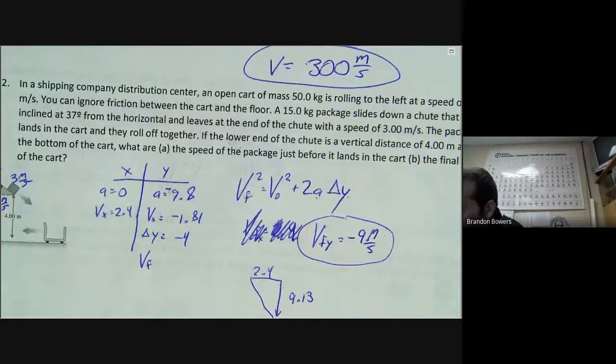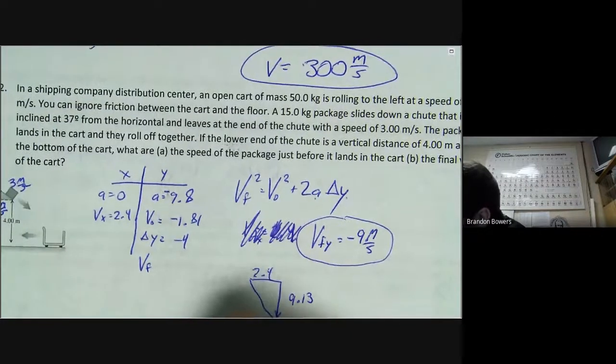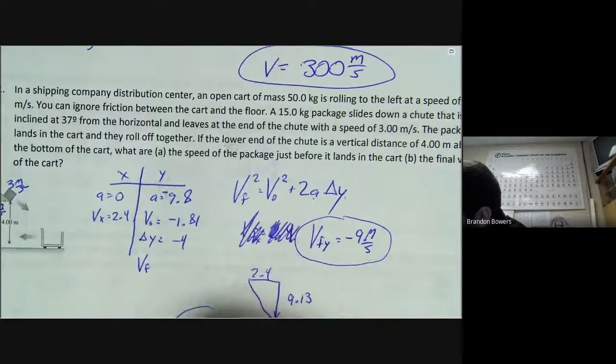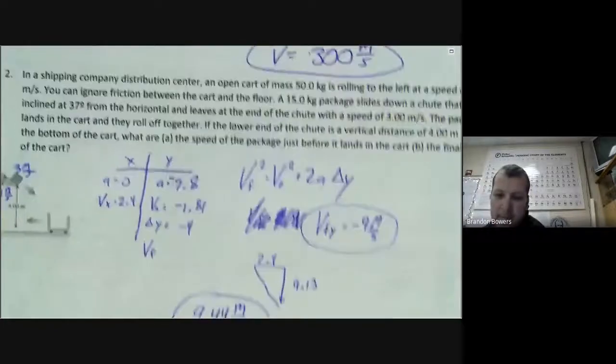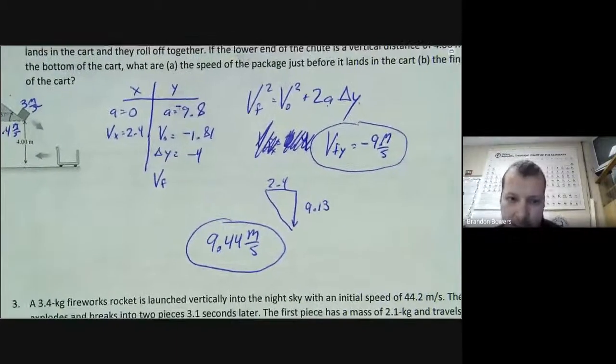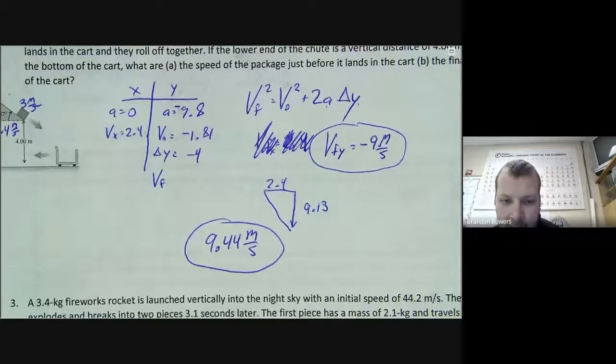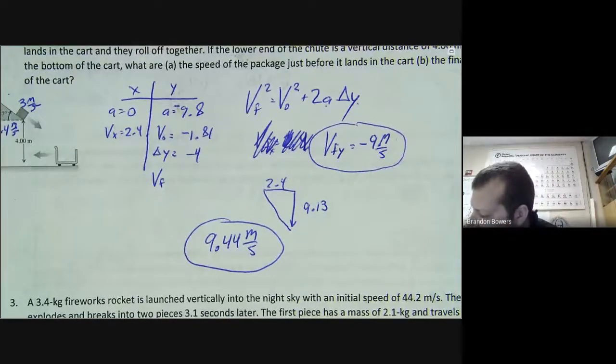You can solve for the hypotenuse, and when you solve for the hypotenuse, you get a velocity of 9.44 meters per second. That's how you would solve for the first one.